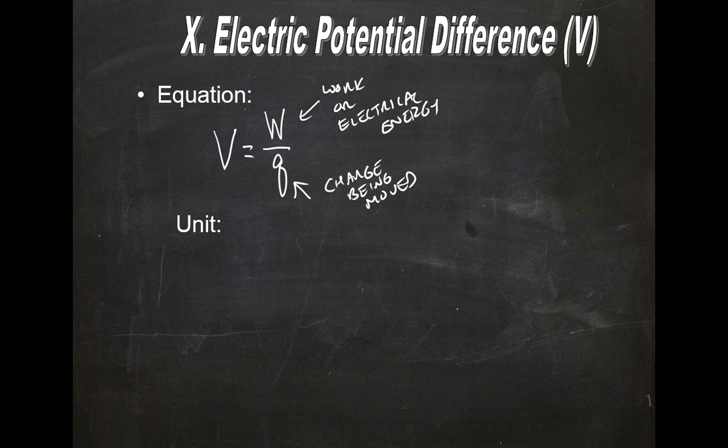Now our units for this: if we go to our equation, work, or electrical energy, is measured in joules, and charge is measured in coulombs. So we could call this joule per coulomb. Well, if it's joule per coulomb, we have an abbreviated unit for it, and we call it a volt. The symbol for it is capital V.